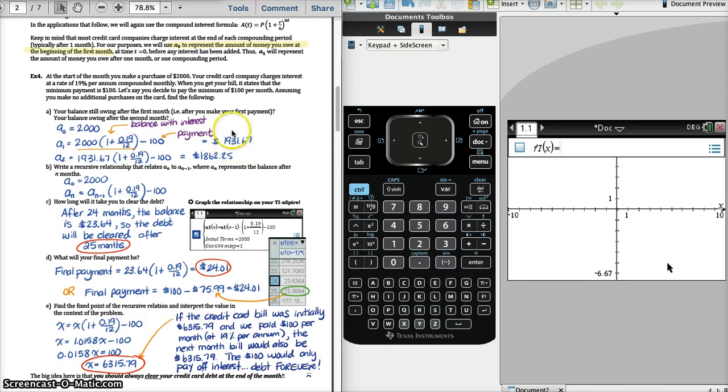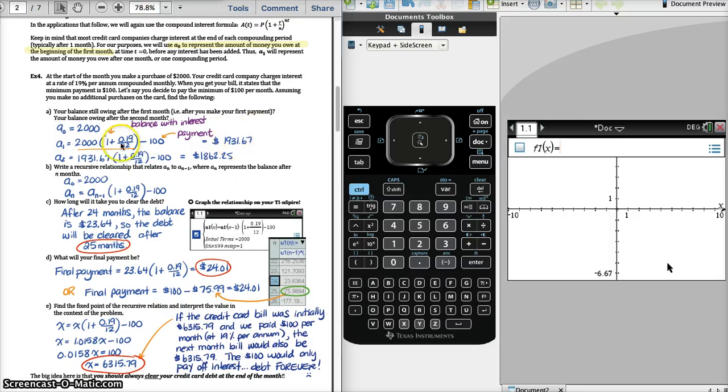$1,931.67. But A sub 1, if we say we purchased this on January 1st, A sub 1 is actually the answer, how much you have left on your credit card debt on February 1st, because you've paid your payment of minus 100. So the 2,000 times 1 plus 0.19 divided by 12 is what happens throughout January. Then you pay your minimum payment of $100. So on February 1st, you have a total of $1,931.67 that you still owe.